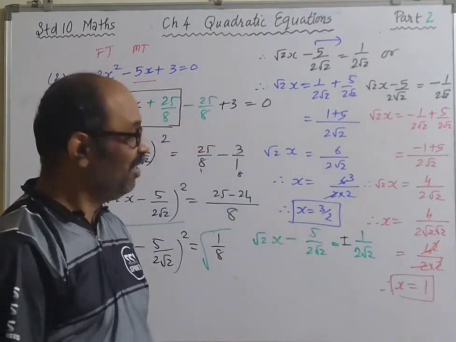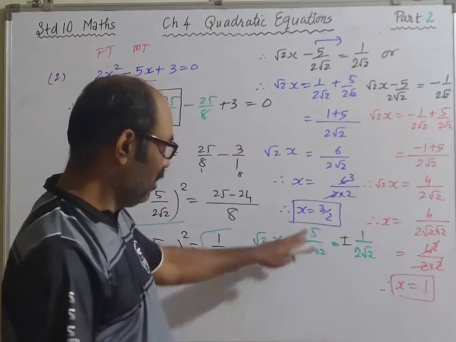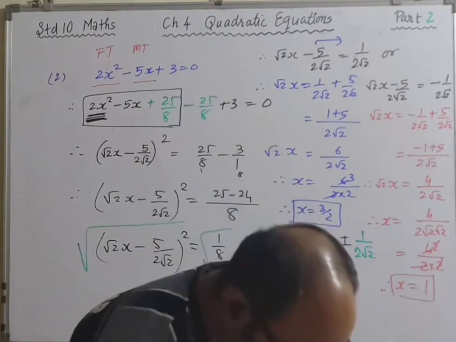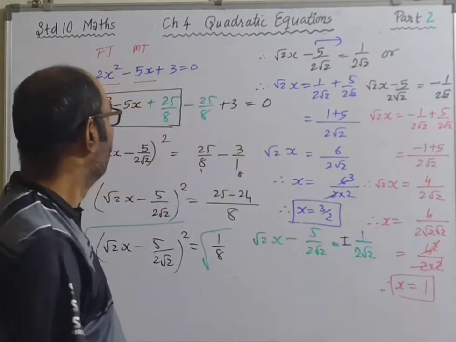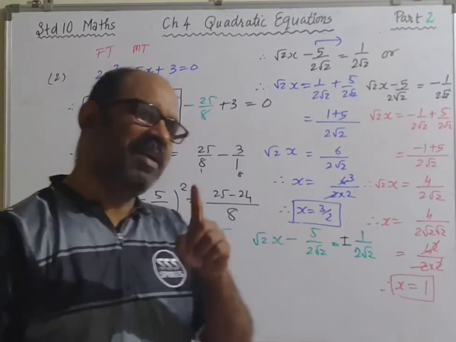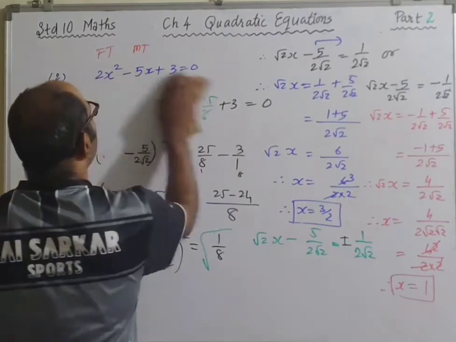So x is equal to 1 or x is equal to 3/2. Got it? Did you get rational roots? Yes, both the roots are rational. Okay. Now, this is a very complicated method, isn't it? But you can make it easy. How? Look. How can you make this easy?